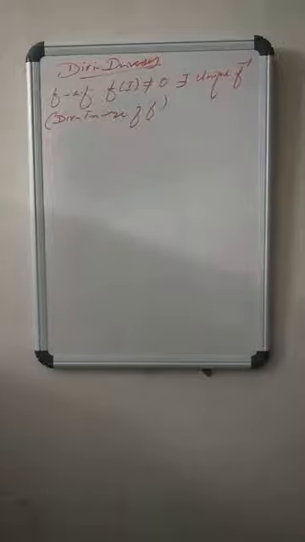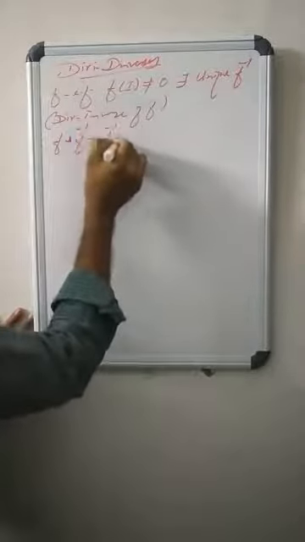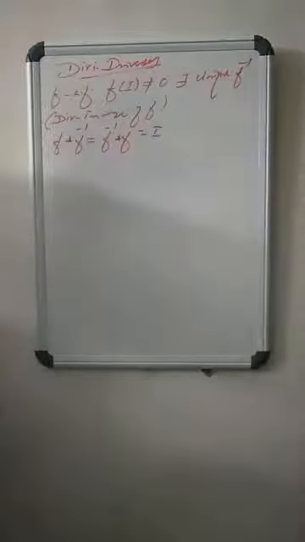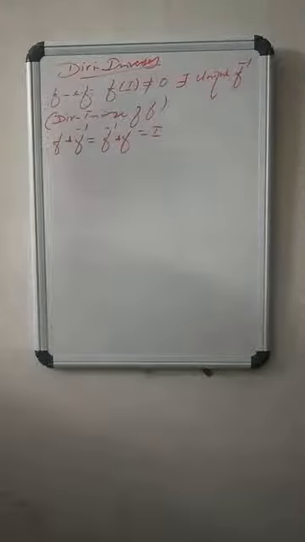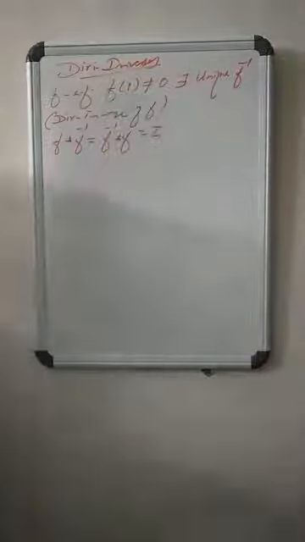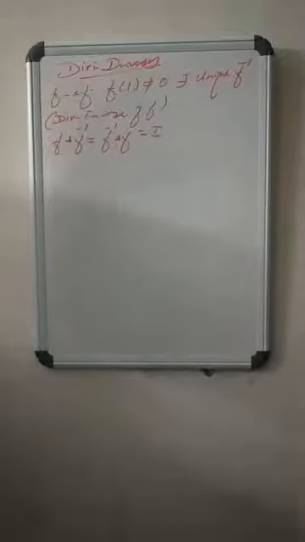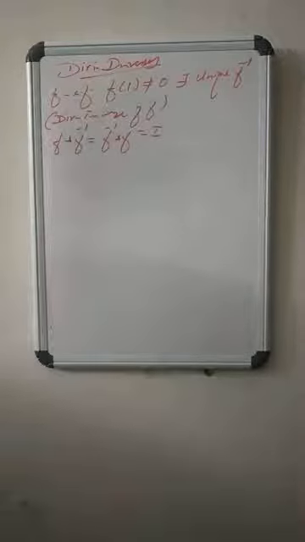If f is an arithmetical function with f of 1 strictly differing from 0, then there exists a unique f inverse, called the Dirichlet inverse of f, such that f star f inverse equals f inverse star f equals the identity function I. F of 1 differs from 0.